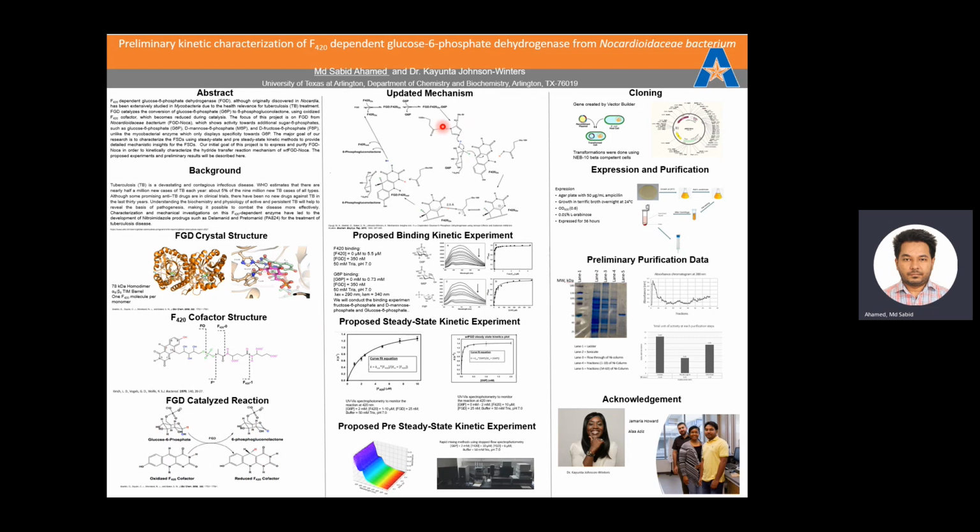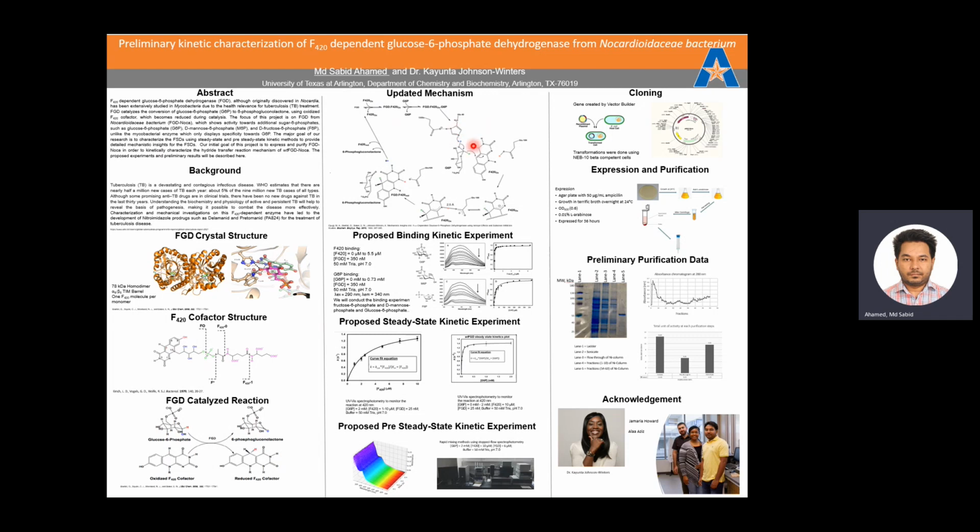So for the updated mechanism, F420 binds first with the FGD and forms a binary complex. This was based upon the inhibition studies, and then G6P binds with this binary complex and forms a ternary complex. Histidine 40 was suggested to act as an active site base.